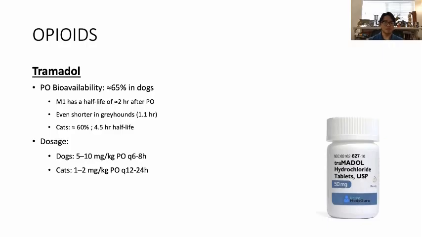For cats, the bioavailability is about 60% and the half-life is about 4.5 hours. So in cats, it is okay to give every 12 hours, or some veterinarians even think that tramadol in cats can last for 24 hours. They would just ask the client to give it once a day. Generally, you can try once a day first in cats to see how it works. If that doesn't work, you can always go twice daily.